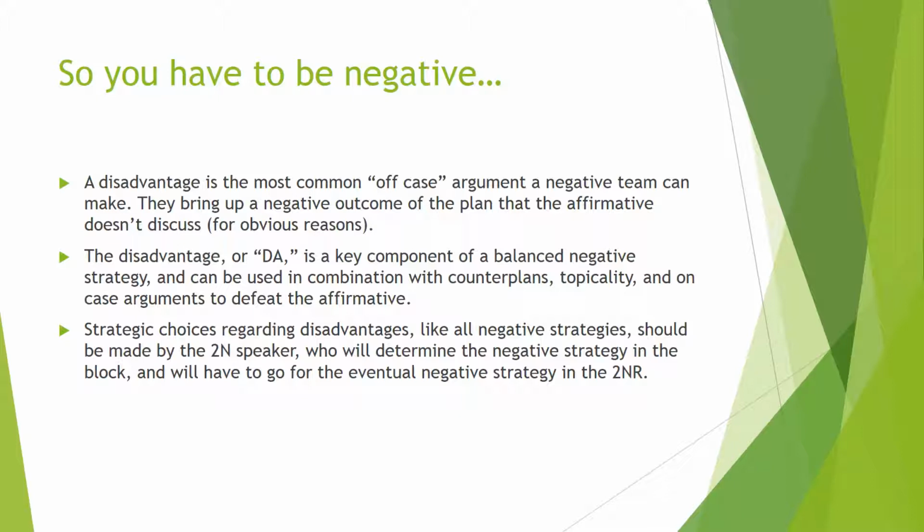Strategic choices reading disadvantages, like all negative strategies, should be made by the second negative speaker, who will determine the negative strategy in the block, and will have to eventually go for the negative strategy and persuade the judge that they should vote negative in the second negative rebuttal.